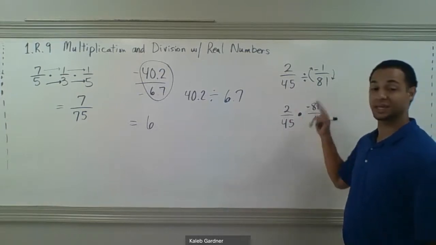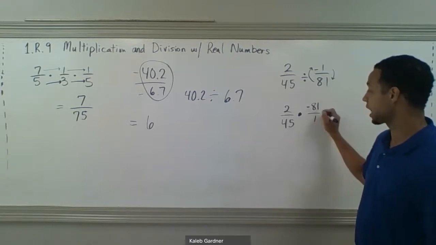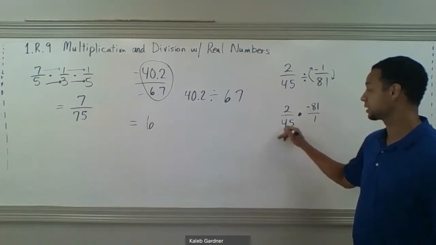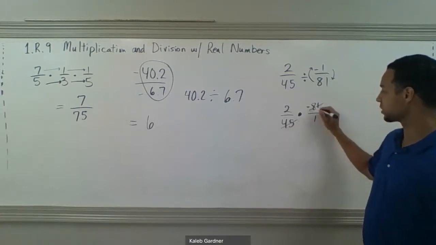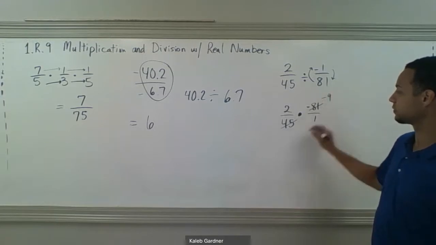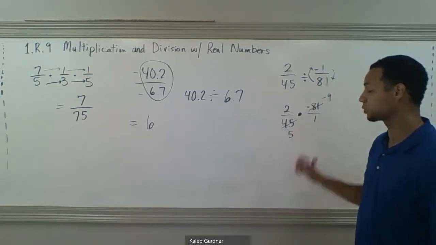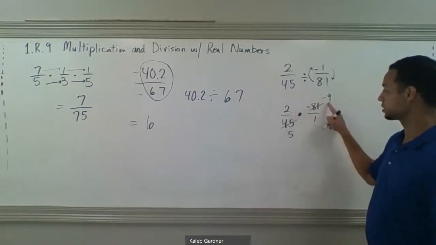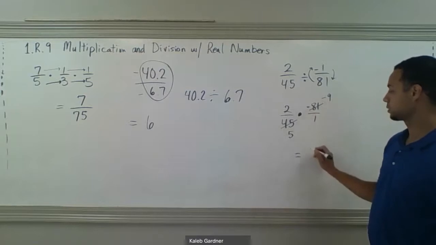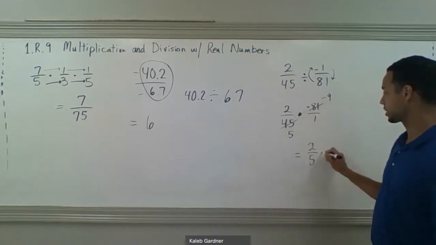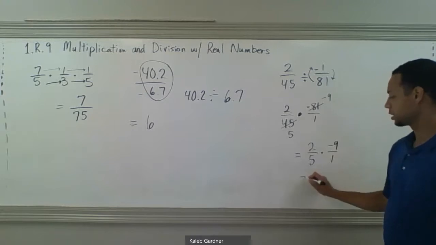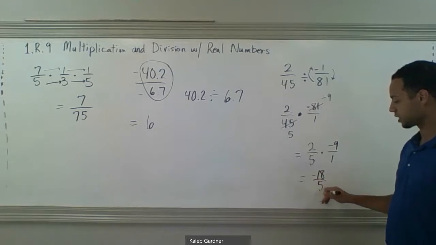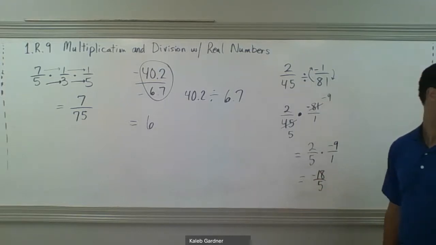Can we reduce anything here? Yes, we can. We can reduce the 81 with the 45 because they're both divisible by 9. So this negative 81 becomes negative 9, and this 45 becomes 5 when we reduce by 9. Let's multiply now. Let me write it out again. 2/5 times negative 9 over 1. 2 times negative 9 is negative 18, and 5 times 1 is 5. We can leave our answer like that.